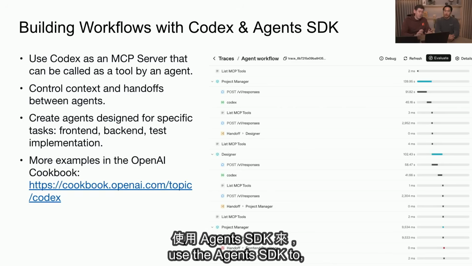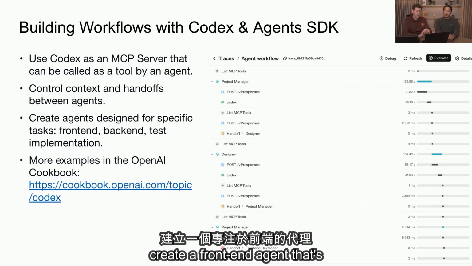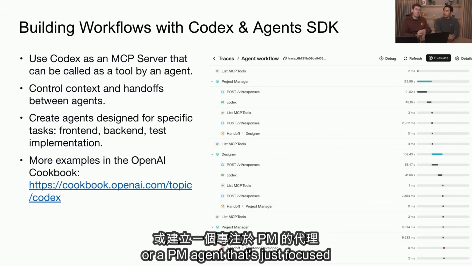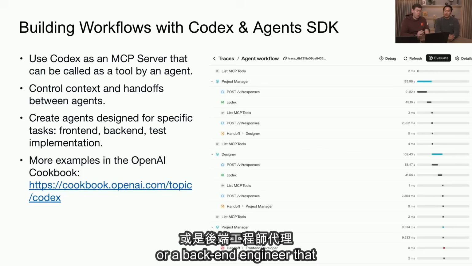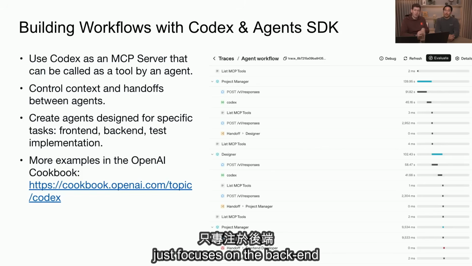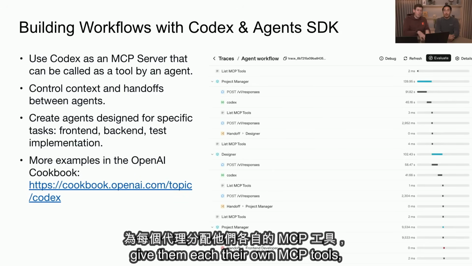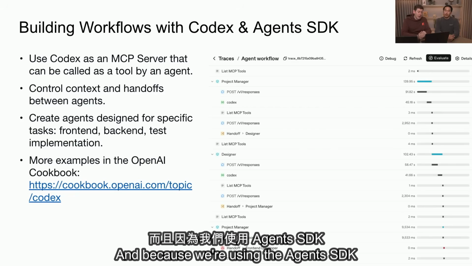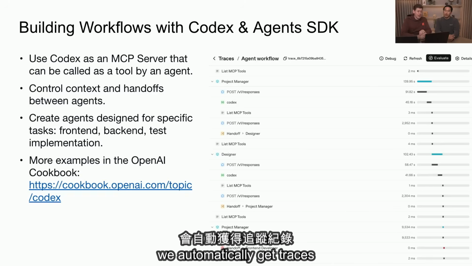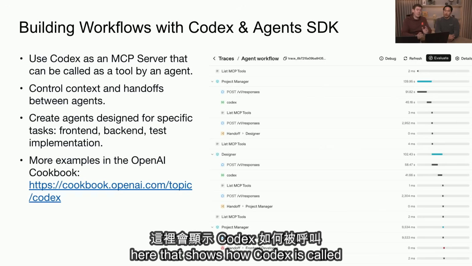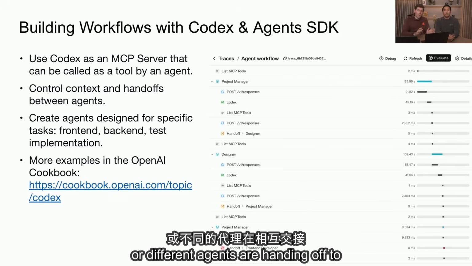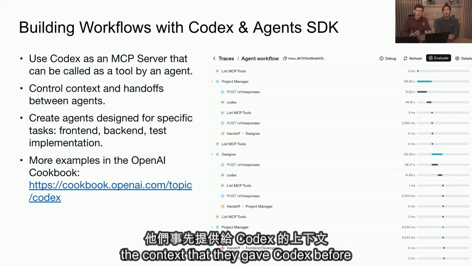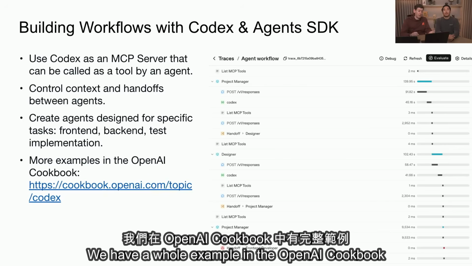This is extremely powerful because we can use the Agents SDK to, say, create a front-end agent that's just focused on building front-end, or a PM agent that's just focused on doing project management, or a back-end engineer that just focuses on the back-end. Give them each their own MCP tools, their own context, and tell them to hand off to one another. And because we're using the Agents SDK, we automatically get traces, which you can see on the side here, that shows how Codex is called, or the different agents are handing off to each other before they call Codex, and the context that they gave Codex before they asked it to write some code.